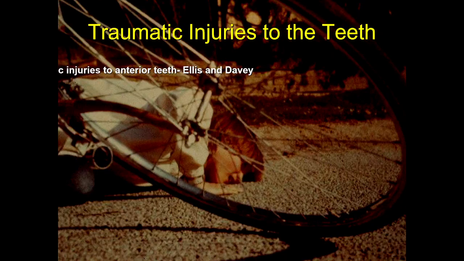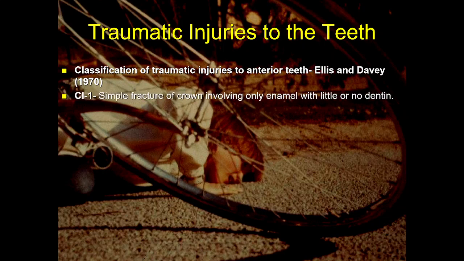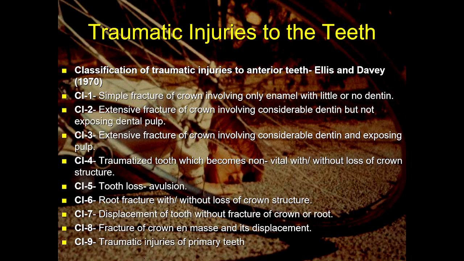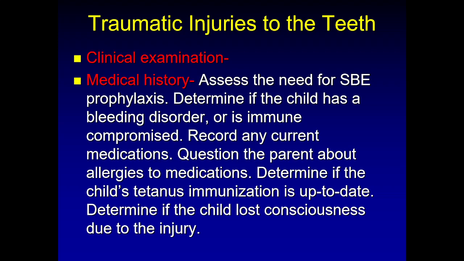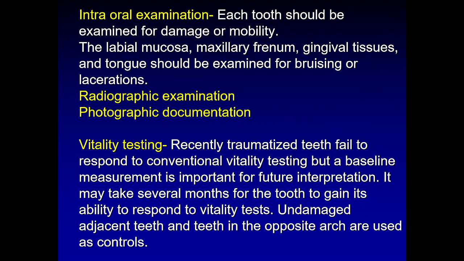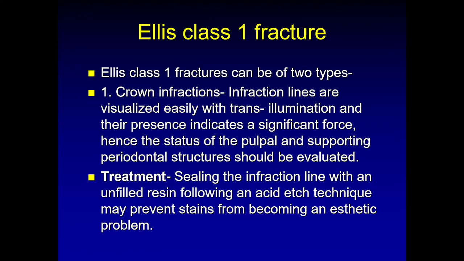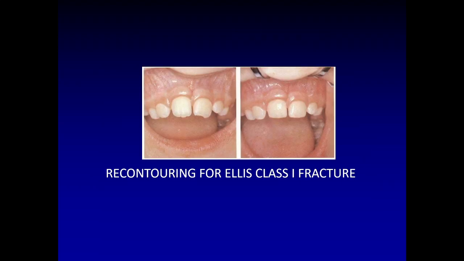I hope you're with me so far. So I already discussed what you will do when the patient comes to you. Ellis class 1 fracture. What is an Ellis class 1 fracture? This is a fracture where only the enamel is fractured. It can be just a chipping off of the tooth, it can be a complete horizontal fracture, whatever. It's very, very easy to fix.